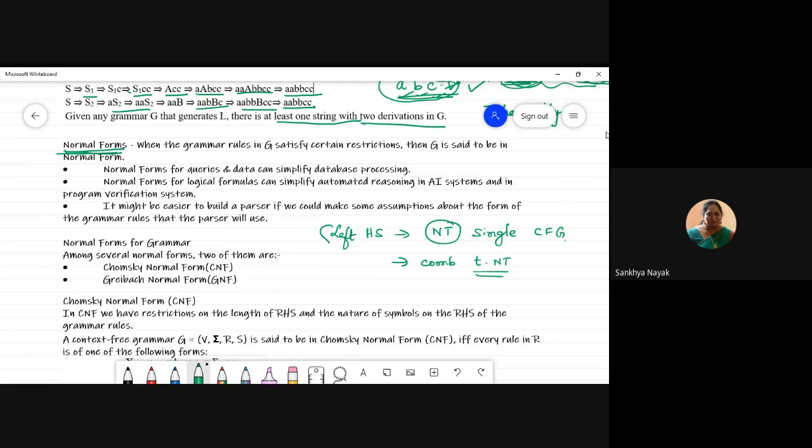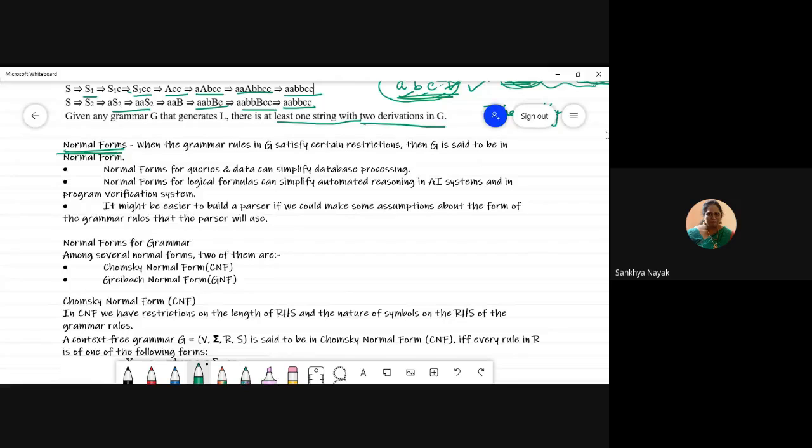We can further impose some rules on the context-free grammars and call them by different names. First of all, why do we need to impose rules? Because when you impose rules, it's easier to understand. Everybody will follow that rule and they will give the same grammar. They will understand the same grammar. Okay, so you can see here.